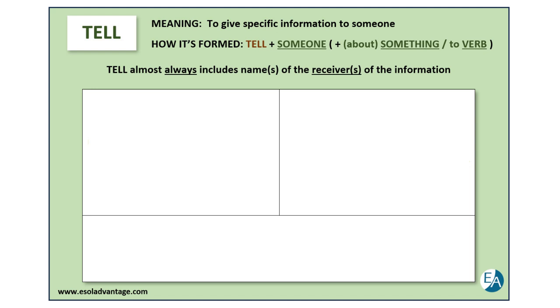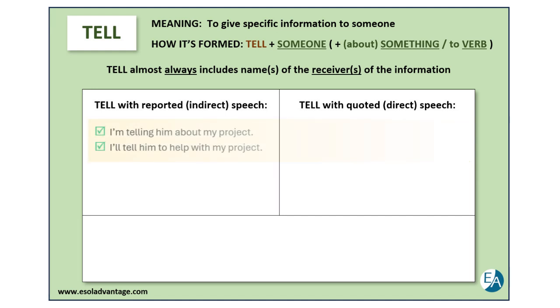Tell almost always includes names of the receivers of the information. That's the big difference between tell and say, that we almost always include the names of the receivers. Like say, we can use tell with both reported and quoted speech. So let's look at some examples. First, I'm telling him about my project. Or I'm telling him to help with my project.